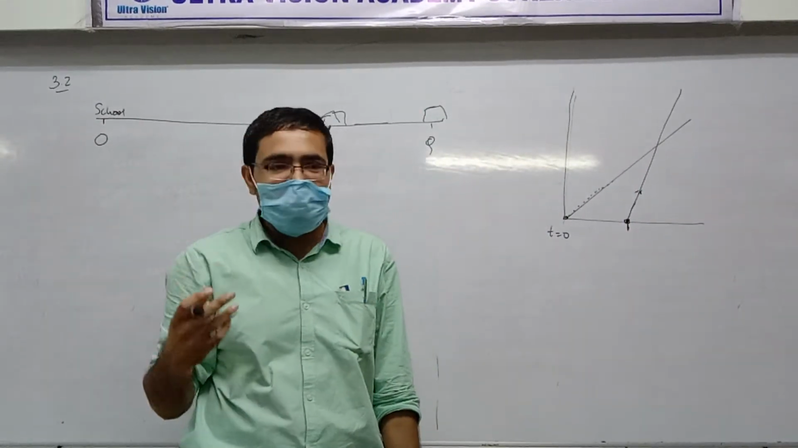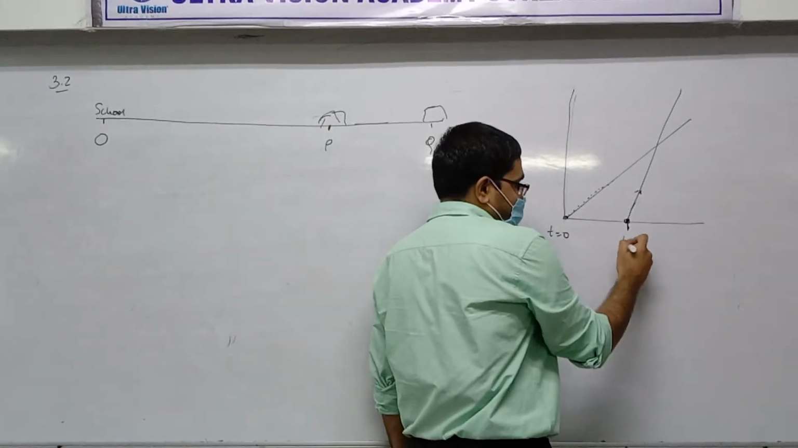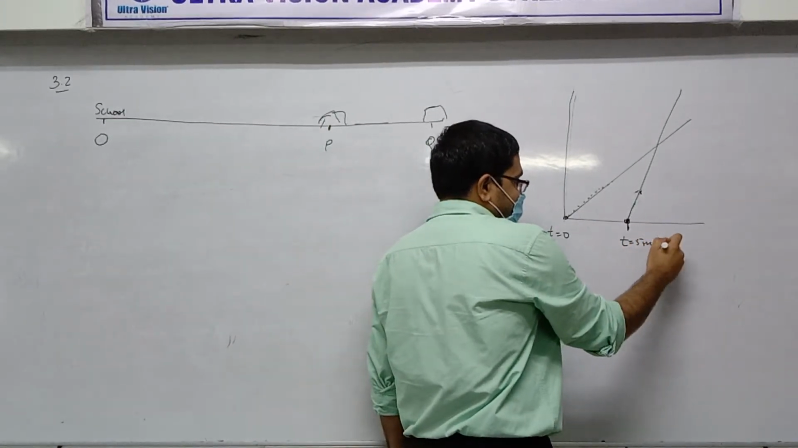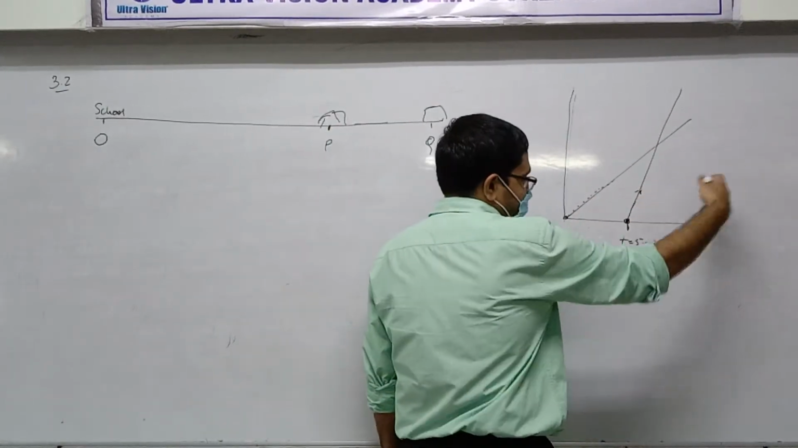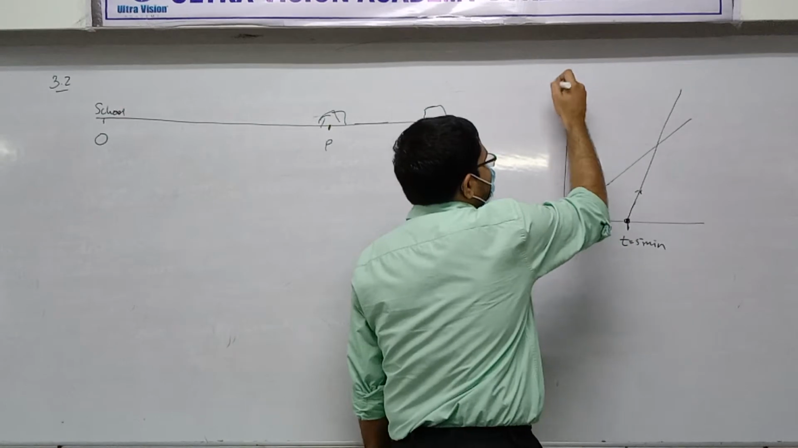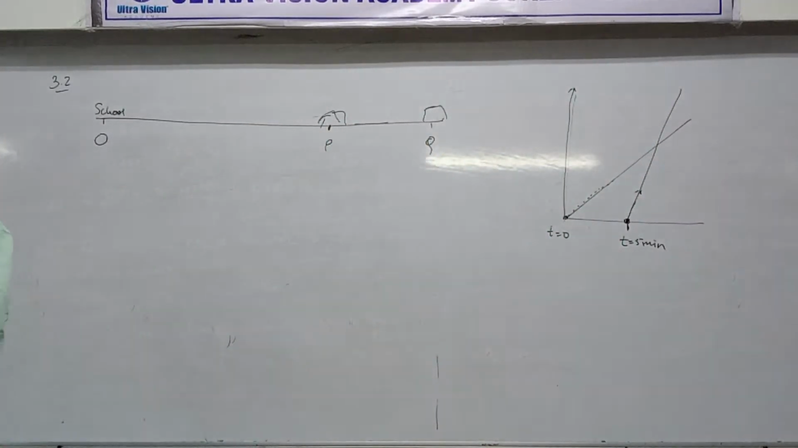Did you get that? It's like A starts to walk at t equal to 0, then after some time, probably after 5 minutes, B starts to walk. So after some time, they will reach their respective homes, wherever they are. Clear or not clear? From the graph.